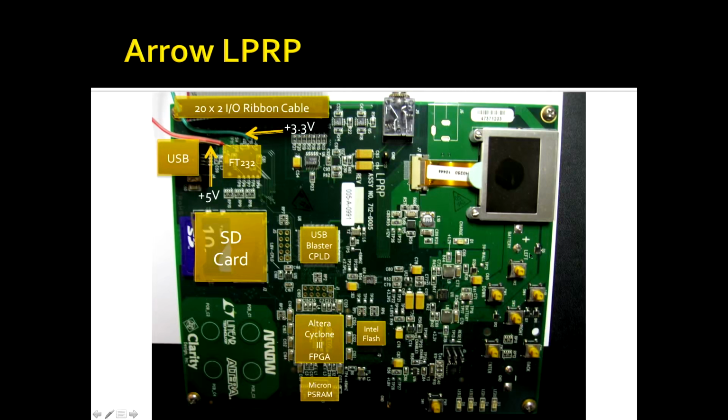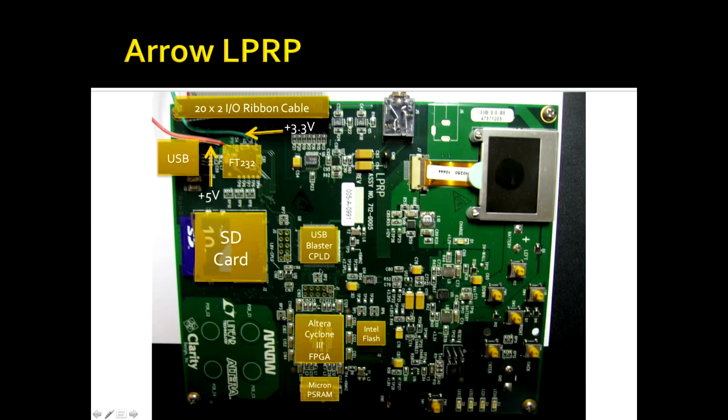So this is a close-up where you've got general purpose I/O pins up here. You've got 3.3 volt supply, 5 volt supply, FT32 USB to UART chip, and an SD card, which I'm not using at the moment, but could probably be used for data logging.